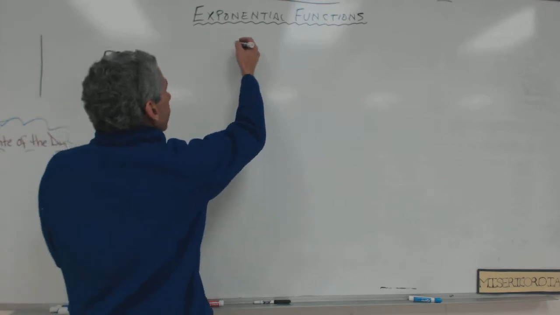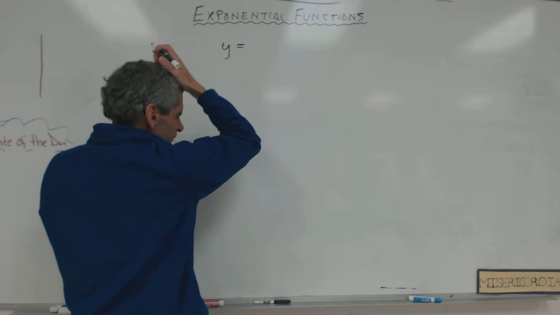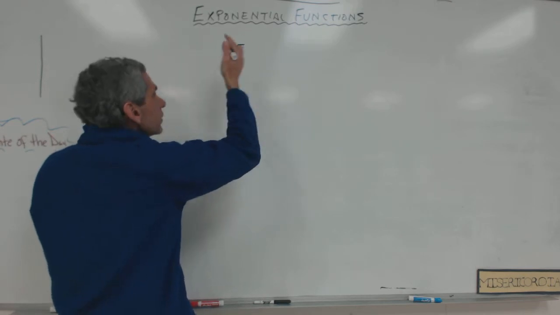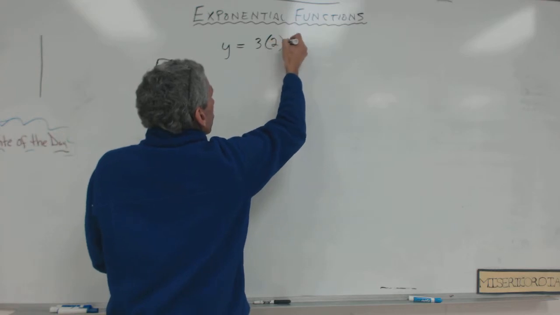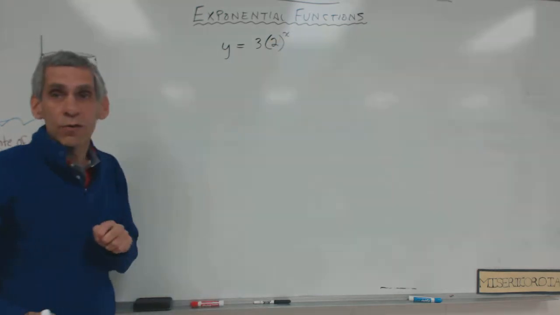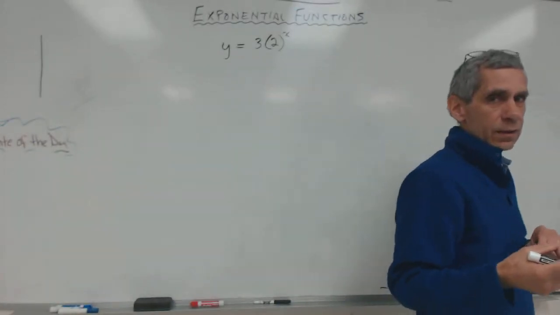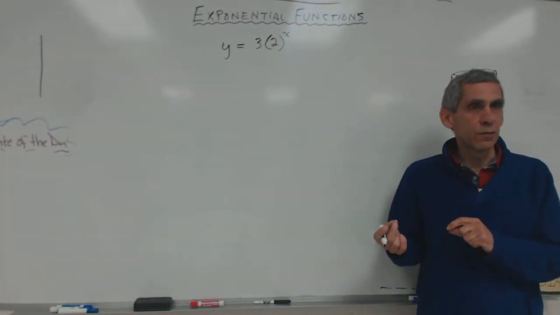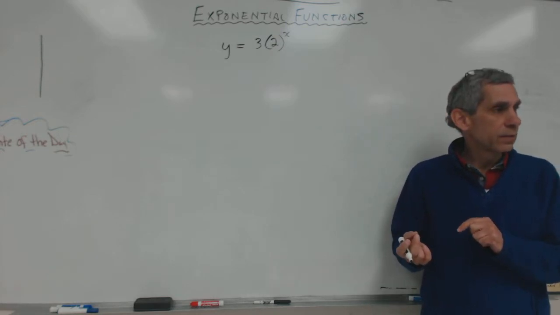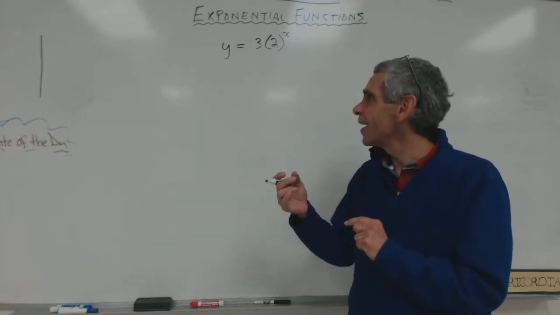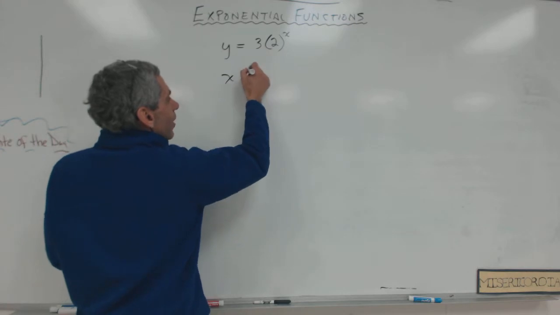So let's say I gave you this equation: y is equal to 3 times 2 to the x power. So suddenly I'm actually using the exponent as the variable. This is the first time we've done that, right? First time we've done that. So we've got x and y.